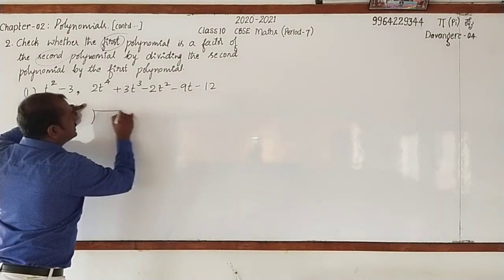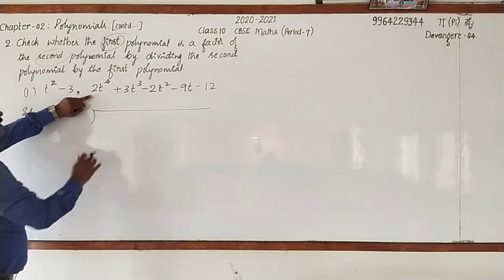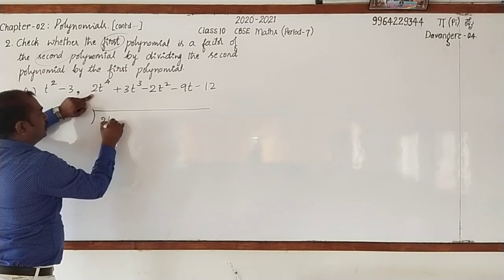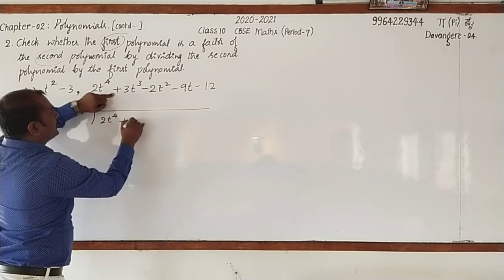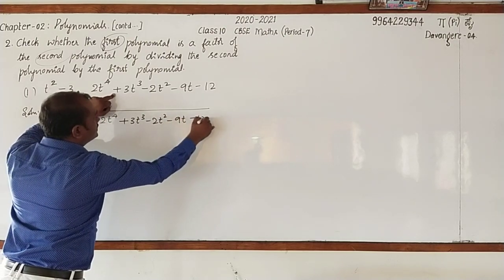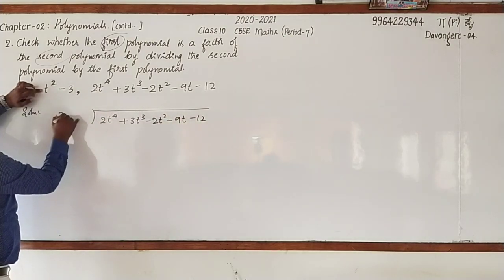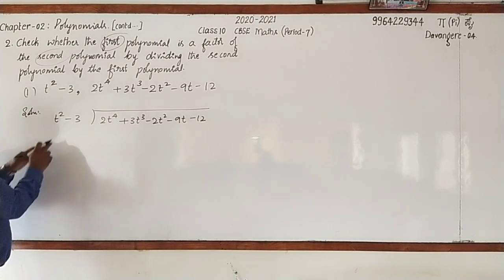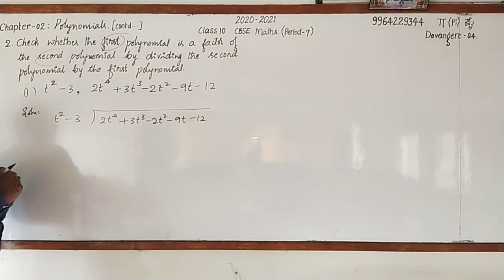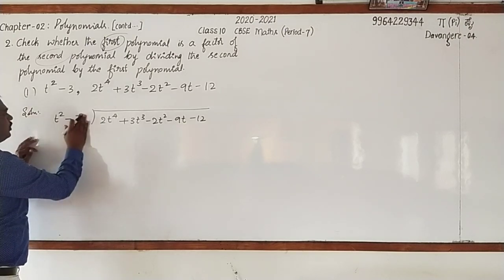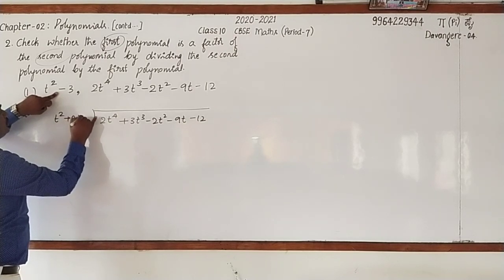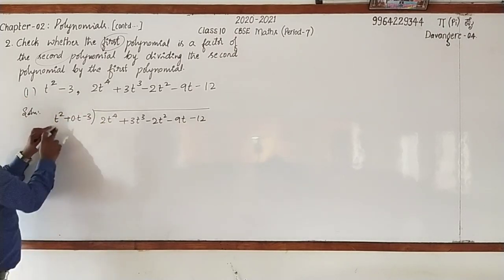First you check that whether it is in standard form. No doubt. 4, 3, 2, 1, 0. I'll write it as it is. 2 into t raised to the power 4 plus 3t cube minus 2t square minus 9t minus 12. Next, it is t square minus 3. Is it? No doubt it is also in standard form, but is there any term missing? What is the term? T term. Hence I'll write 0 into t, then minus 3.